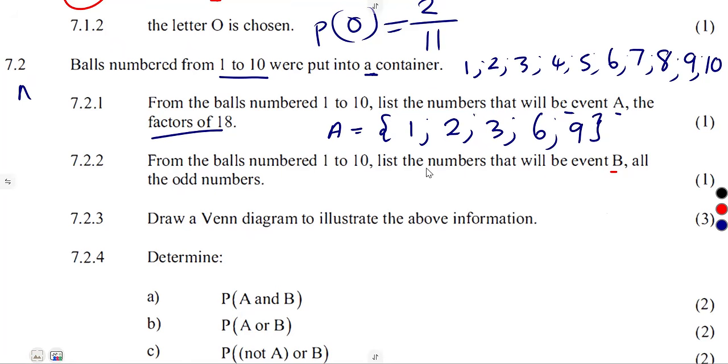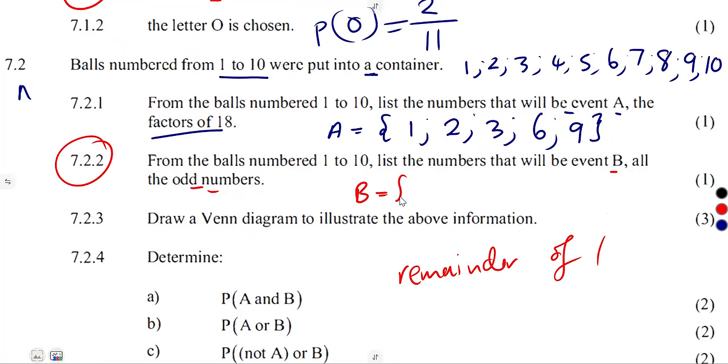Then B, on 7.2.2, it is a list of numbers that are odd numbers. Odd: when you divide by 2, there is always a remainder of what? Of 1.